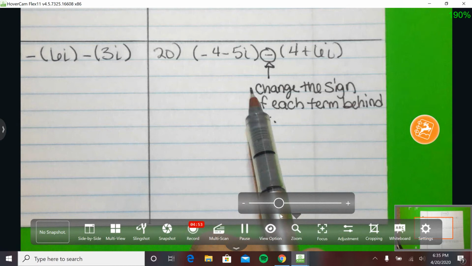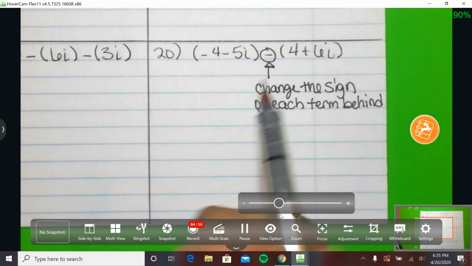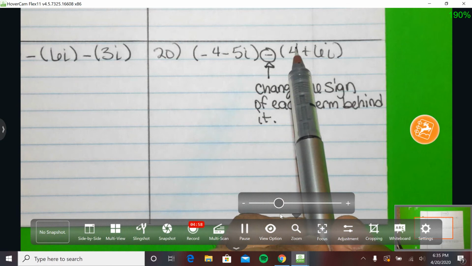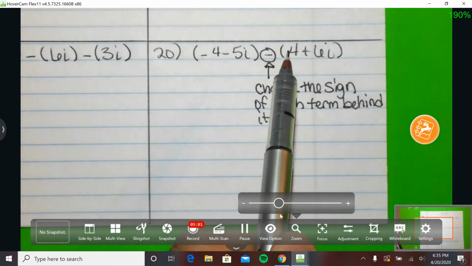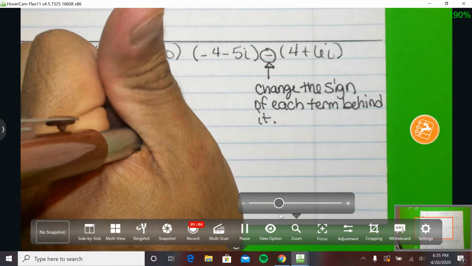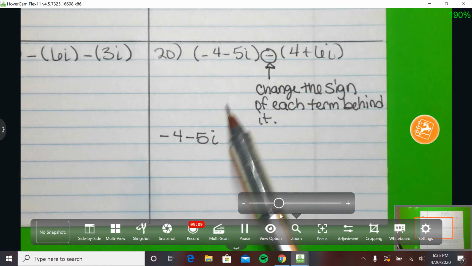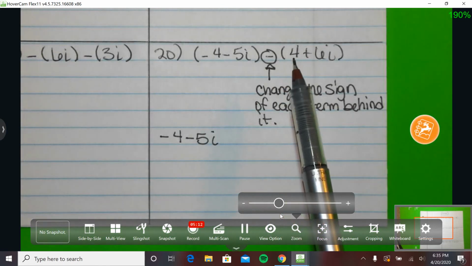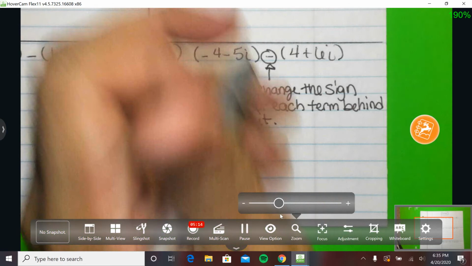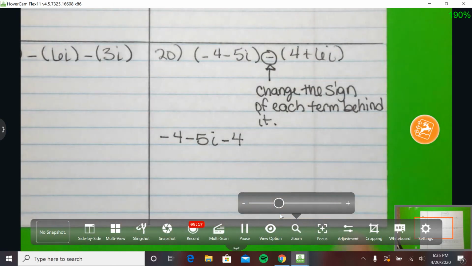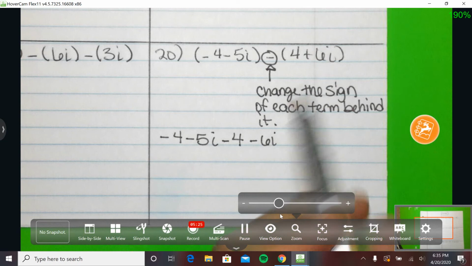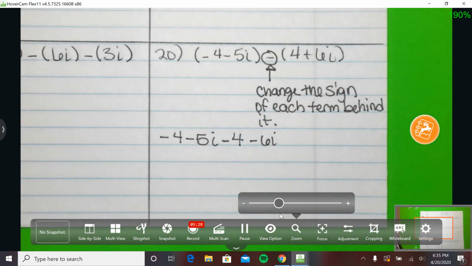So you're still going to drop the parentheses, but anything that's behind this minus sign you're going to change the sign. So this is going to be negative 4 minus 5i. Keep that part. Remember, still going to drop the parentheses. Now here, this is a positive 4, but now with that minus, it's going to become a minus 4. This is a positive 6i, but we're going to change the sign, so it's going to be a minus 6i. It turns into its opposite sign. That's the whole purpose of a subtraction sign. A subtraction sign changes something behind it to its opposite signage.